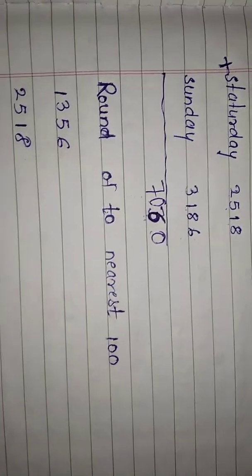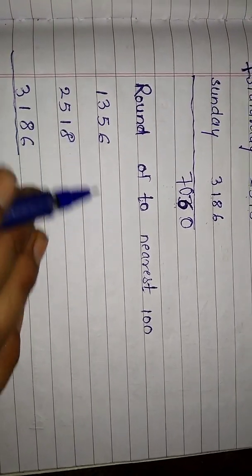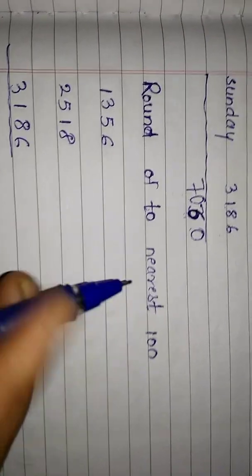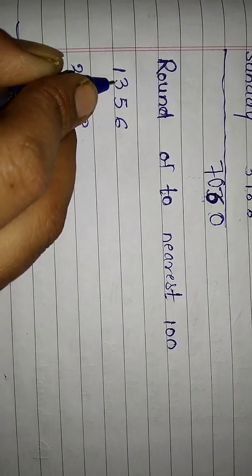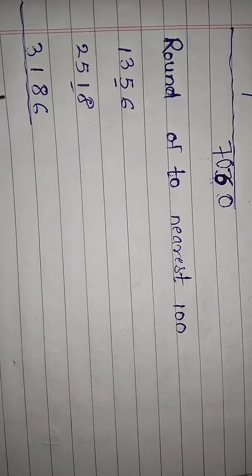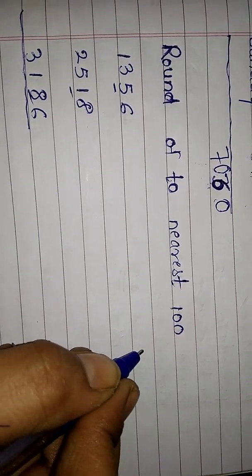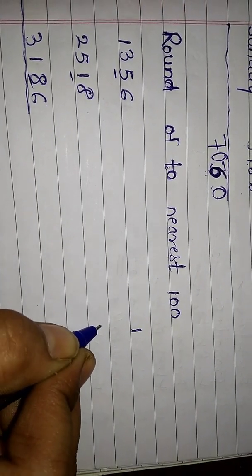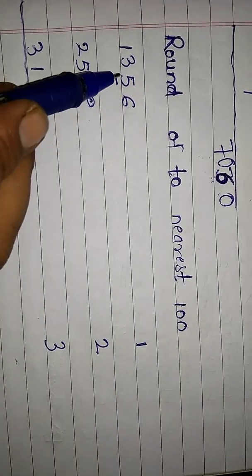Okay, now we have to find the estimate, rounding off to the nearest 100. Now we have to find the rounded value, the estimated value. Now listen here, whenever you are rounding to the nearest 100, then you have to see the tens value. Okay, the tens place value. Now the thousands place will come the same only. 1, 2, 3.